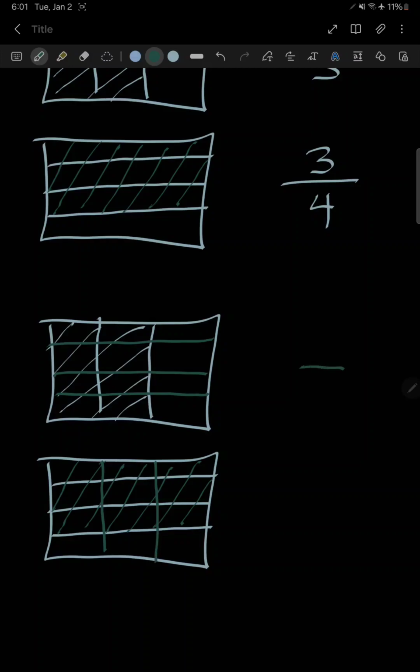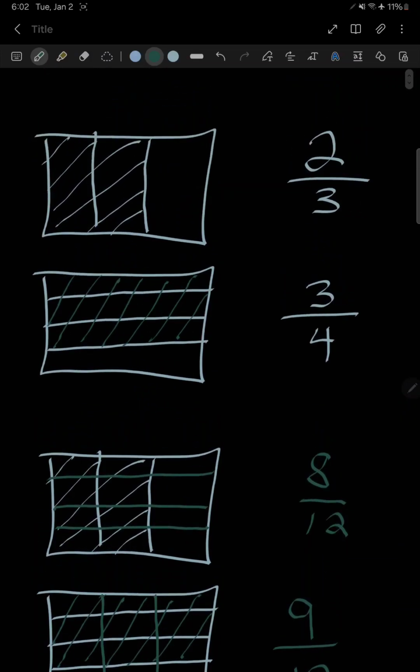So now I can figure out what my new denominator is. So I have 1, 2, 3, 4, 5, 6, 7, 8, 9, 10, 11, 12. I have 12 in the denominator, which means I'm also going to have 12 down here. And shaded, I have 1, 2, 3, 4, 5, 6, 7, 8. So I have 8 shaded pieces. And here I have 1, 2, 3, 4, 5, 6, 7, 8, 9 shaded pieces. So I have 8/12 plus 9/12. Those are my equivalent fractions.